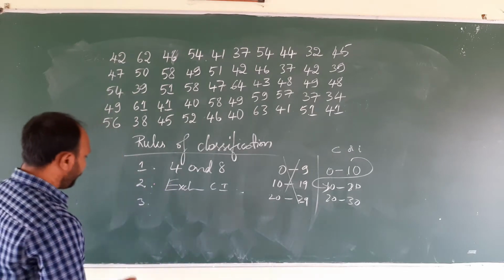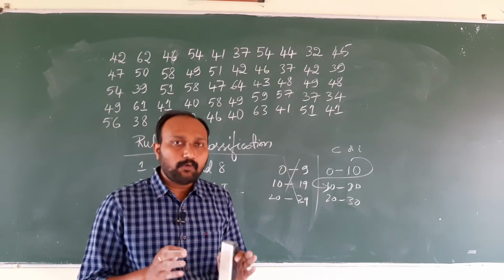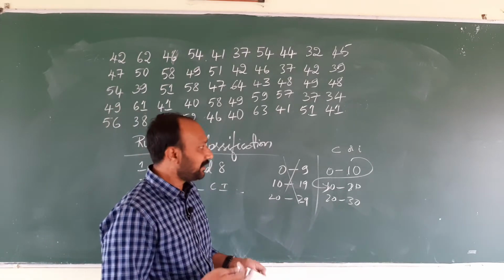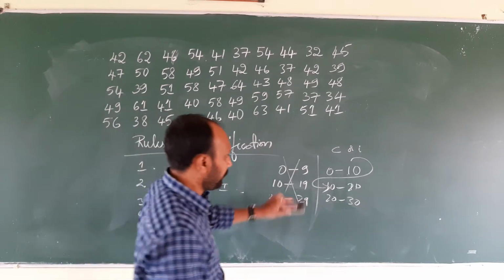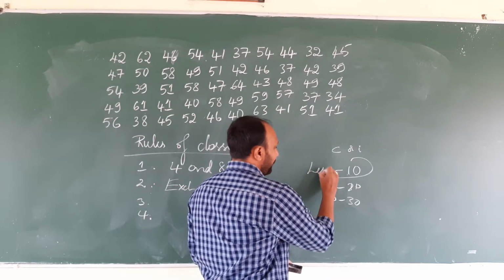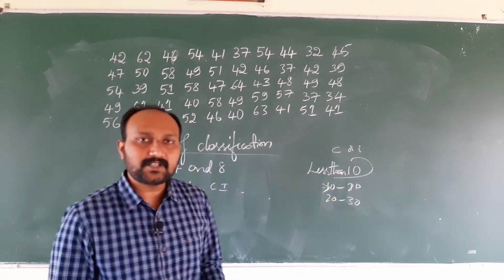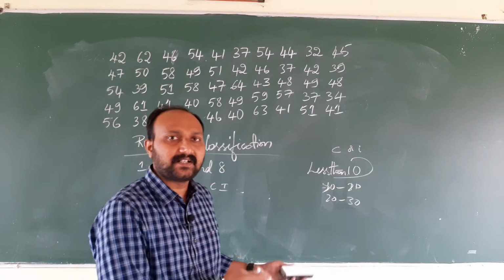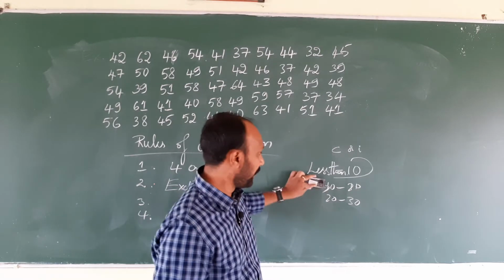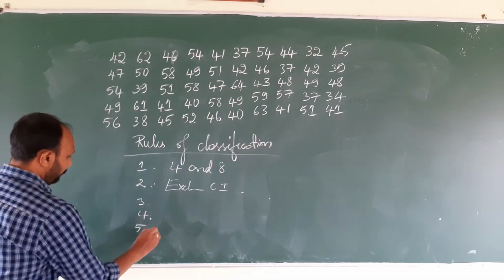Similarly, the fourth one is, as far as possible, avoid open-ended classes. If there is an open-end class, then it does not convey a proper meaning. For example, in the place of 0, if I say below or less than 10, it does not convey anything. Less than means what? Whether it is minus 5, minus 100, what is the value? We do not know. So, as far as possible, we should not go with open-end classes. That is the fourth principle, fourth rule.